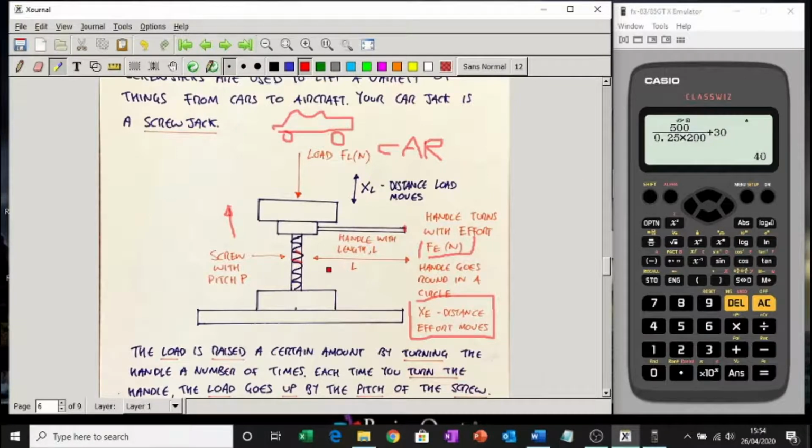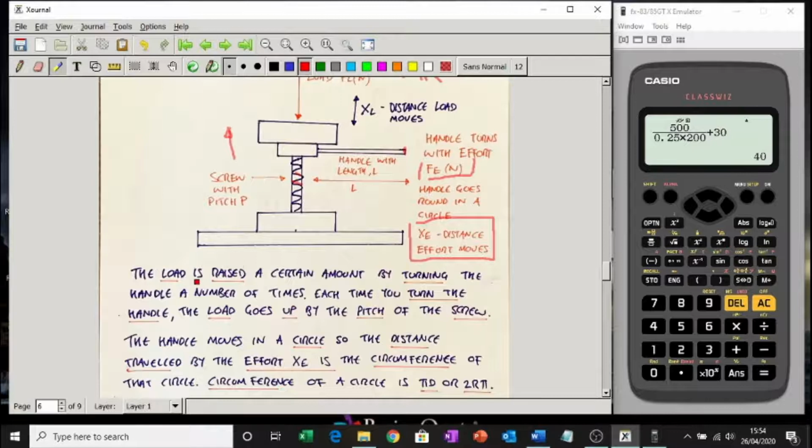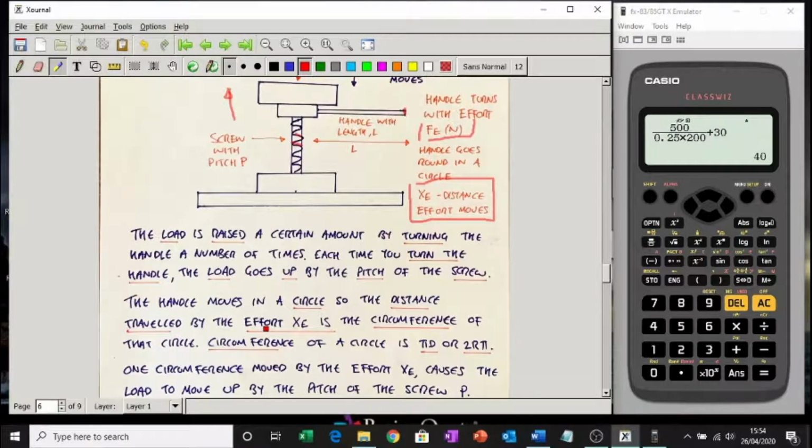As we turn this handle, the load is raised a certain amount by turning the handle a number of times. Each time you turn the handle, the load goes up by the pitch of the screw. Don't forget, a screw has got little pitches on it. It's the distance that it goes up every time you turn the screw. The handle moves in a circle, so the distance travelled by the effort, because we're turning this in a circle.